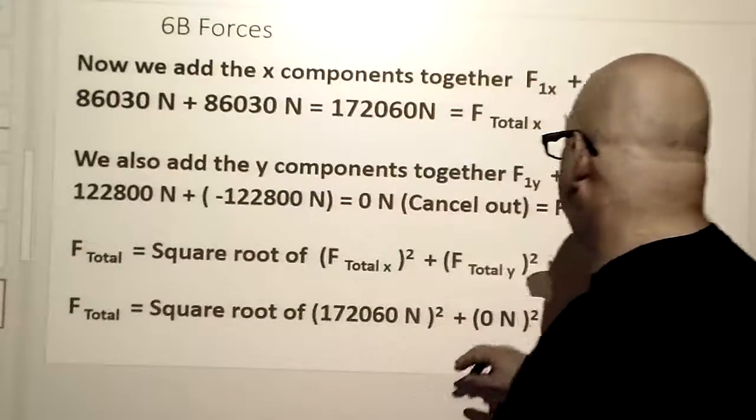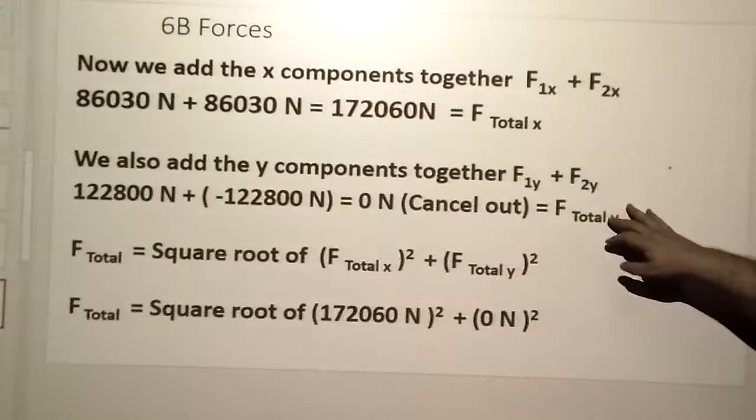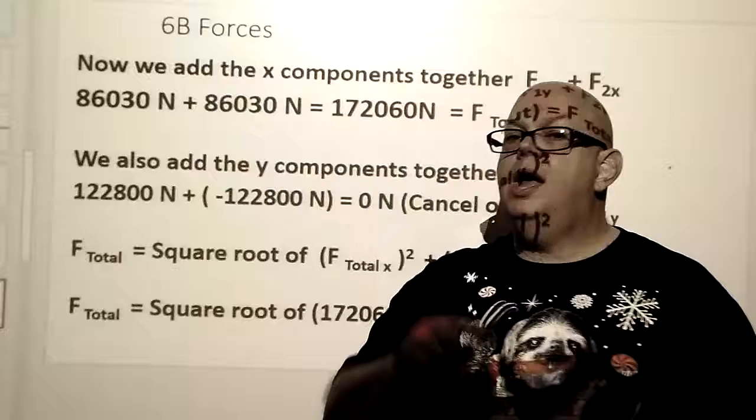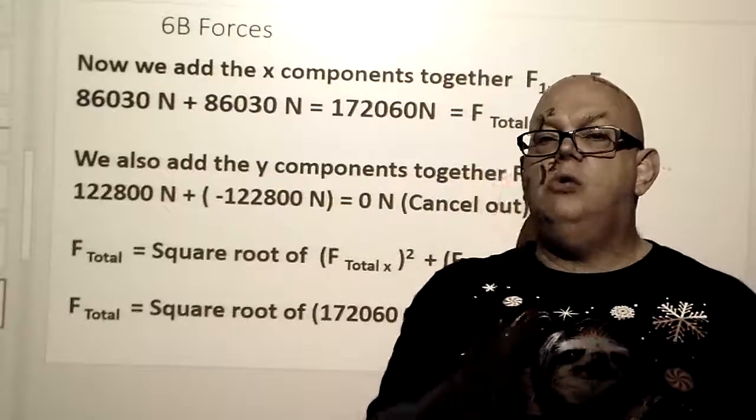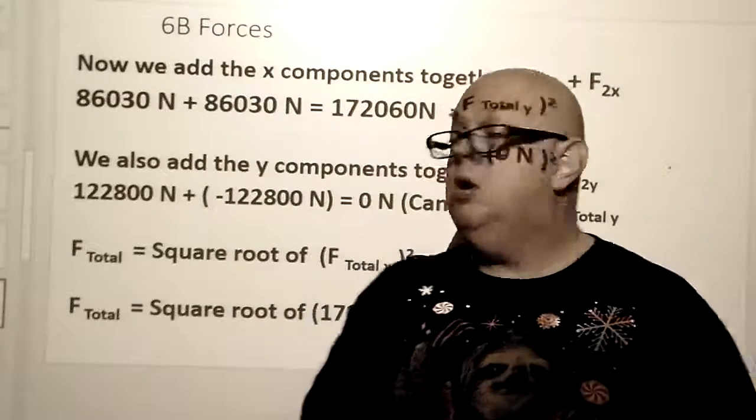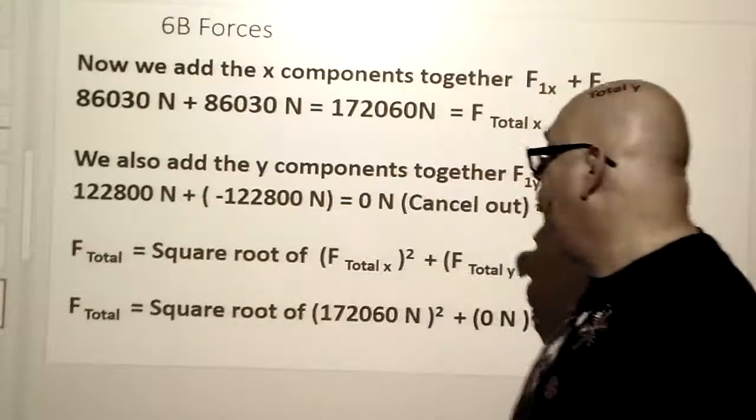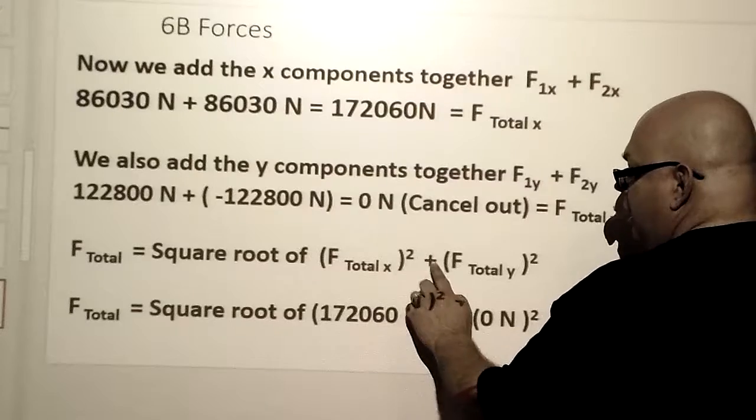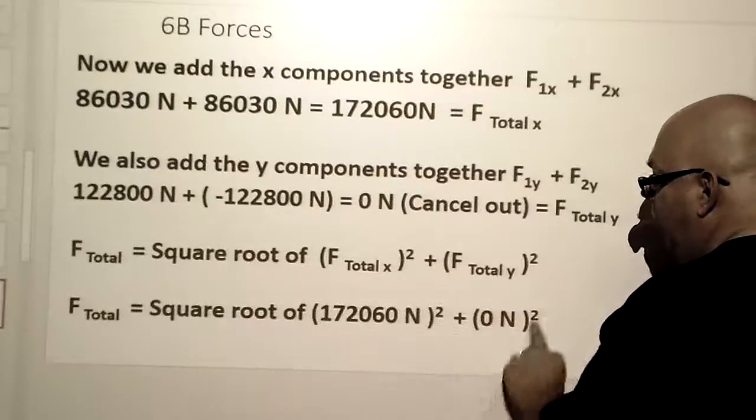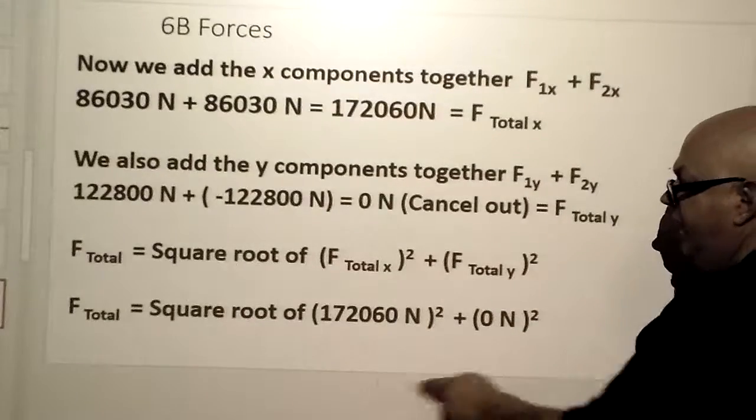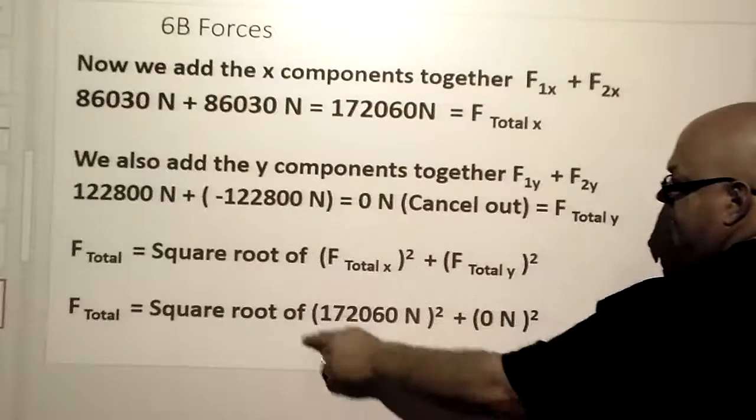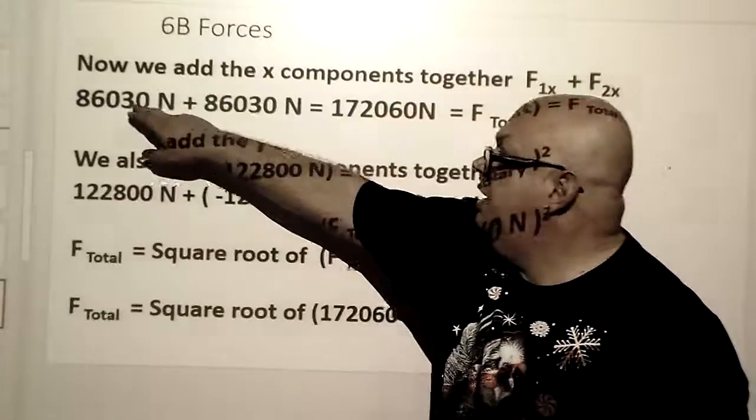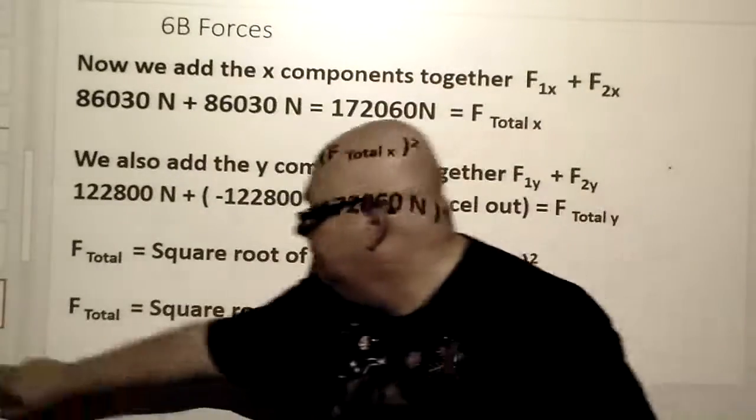So now we've got to move on here. We added our components, and now for our final force, remember we use a squared plus b squared equals c squared, the Pythagorean theorem, which is the square root of F total x squared plus F total y squared. Here the y is canceled out, so we're really looking at this squared. So it's 172,060, which we got by adding these two together.